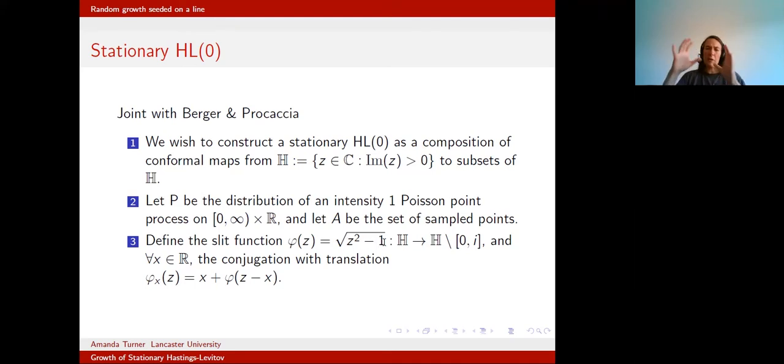And then lastly, instead of rotation, which we had with our slit map on the disk, we need translation, so that instead of attaching our slit map at 0, we can attach it at any point x. We can do that by conjugating with translation. Okay, so we've got the ingredients that we want: a Poisson process on space-time, and a family of slit maps that attach slits of length 1 at all points along the real line.